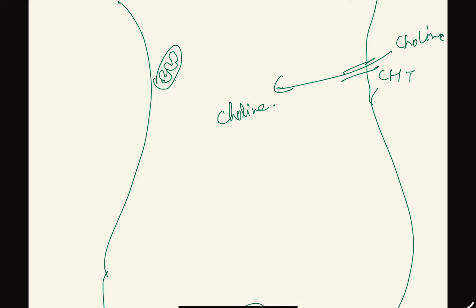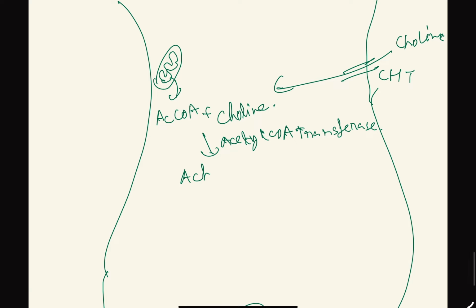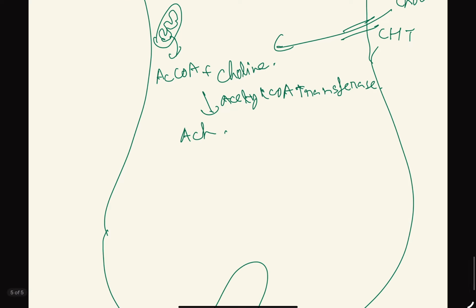From the mitochondria we get acetyl-CoA. So choline and acetyl-CoA together, by choline acetyltransferase, produce acetylcholine. Then the acetylcholine gets into the vesicle by a transporter called the vesicle associated transporter.